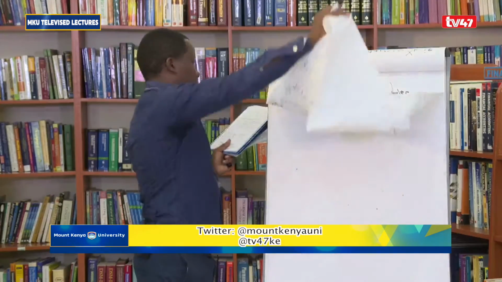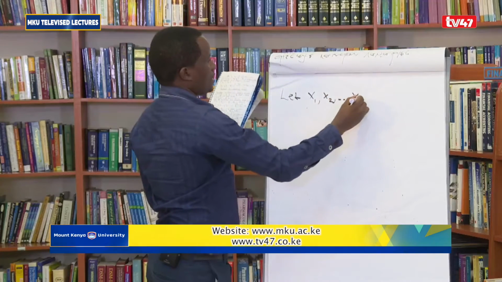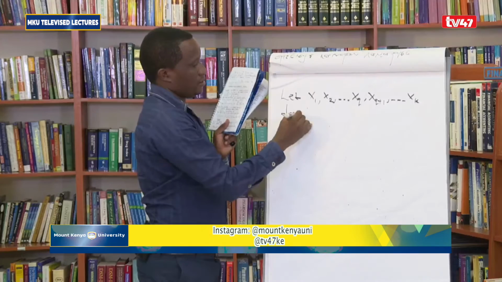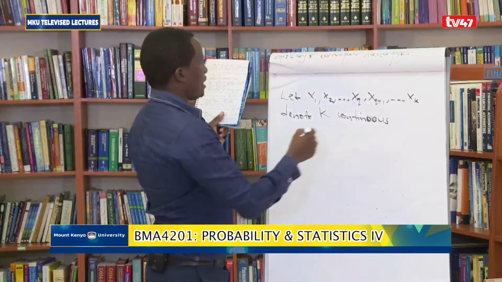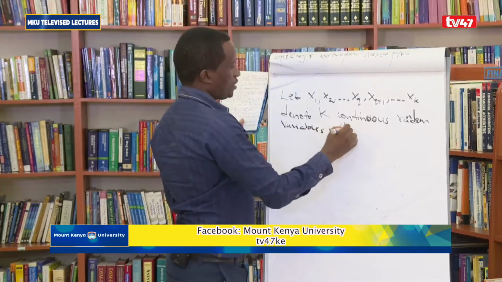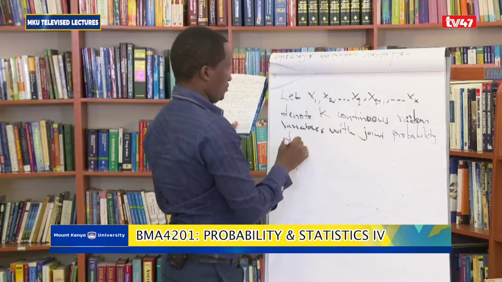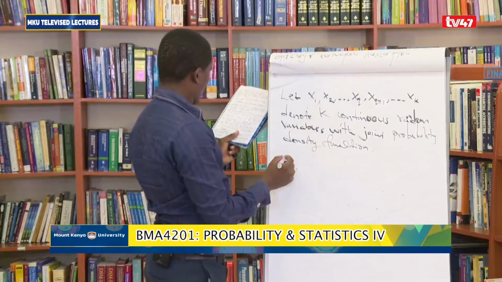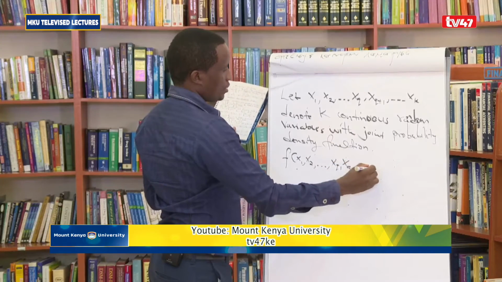Let x1, x2, all the way to xq, xq plus 1, all the way to xk denote k continuous random variables with joint probability density function f(x1, x2, all the way to xq, xq plus 1, all the way to xk).